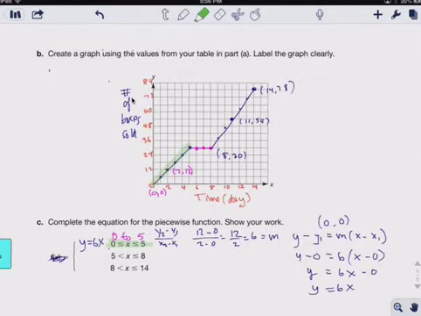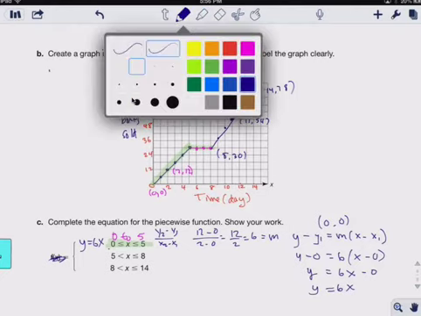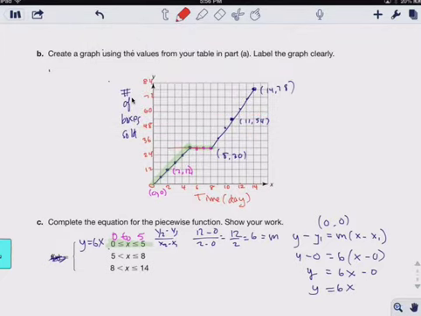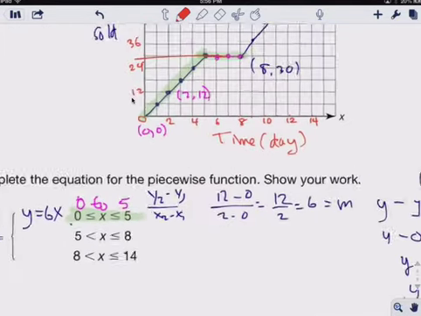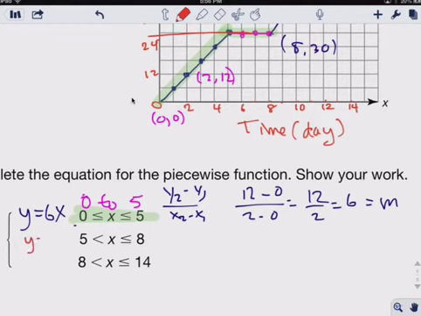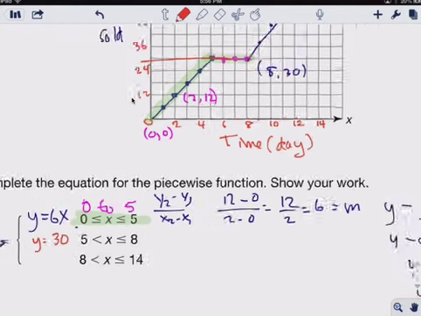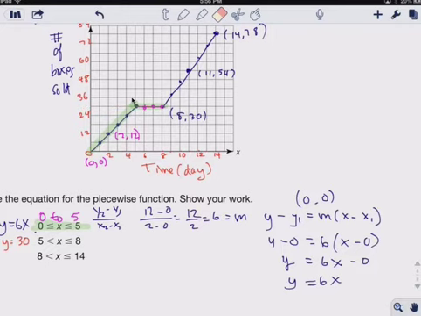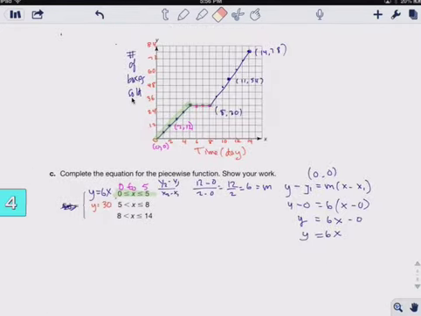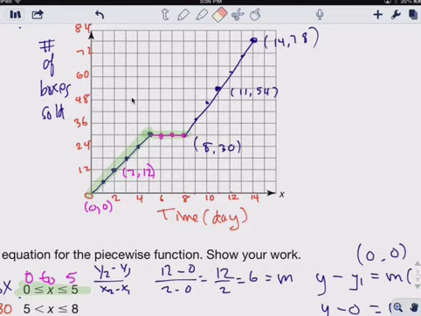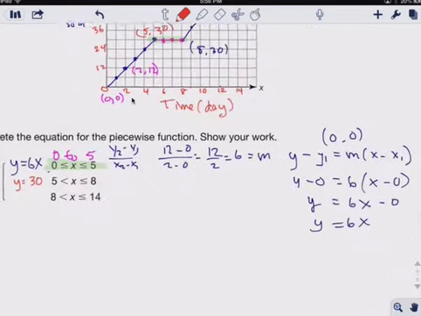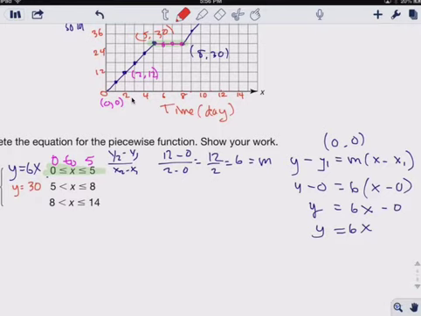5 to 8 is easy, it's just a straight line like this. So that straight line, that's at 30, remember? So you need to remember that y equals 30. Slope is 0. If you want to prove it, you can do it like this using 2 points. Let's say 5 and 30. If you do point slope, you'll get y equals 30, guaranteed.